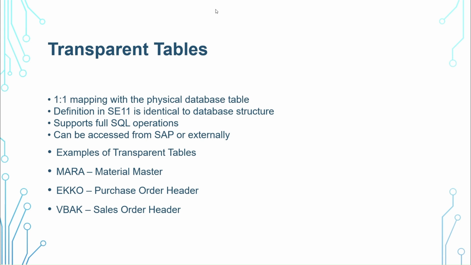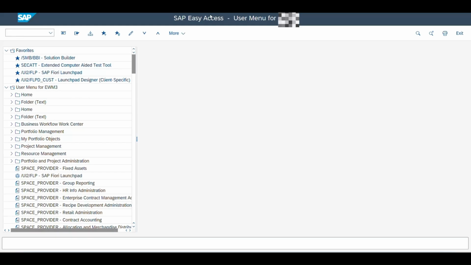Next, we will create a custom transparent table. Here are the steps we will follow. Create a custom transparent table, define its fields using domains and data elements, configure technical settings such as data class and size category, enter and display data to validate the design end-to-end.